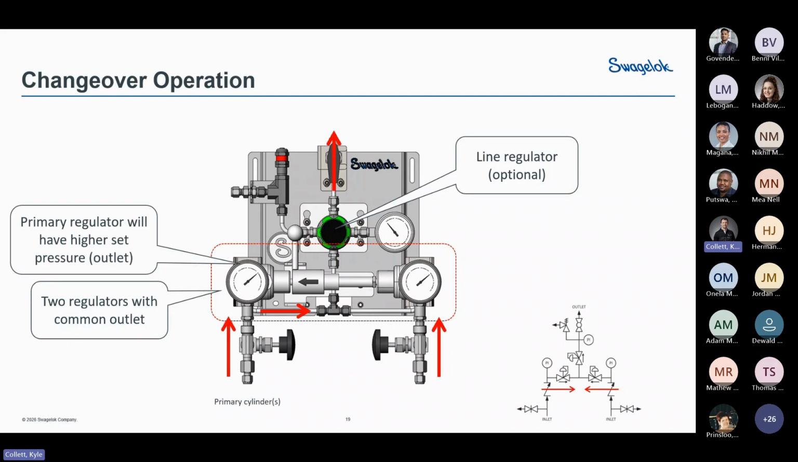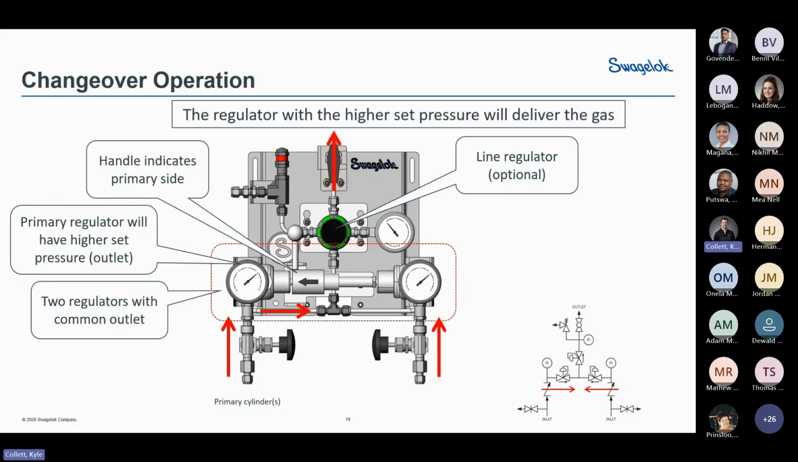So how this works is we have a primary regulator. Let's say, for instance, it's the regulator on the left-hand side. This is set at typically a higher pressure than the one on the right-hand side. So let's say, for instance, the regulator on the left is set at 12 bar, and the regulator on the right-hand side is set at 10 bar. They're tied by a common handle, and the handle indicates what is the side that is being consumed from.